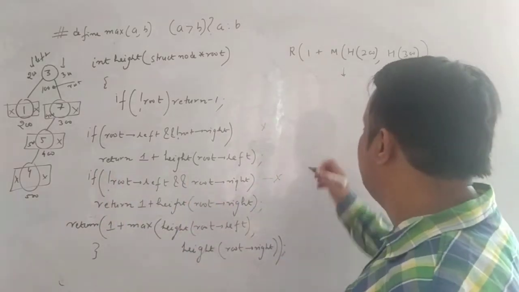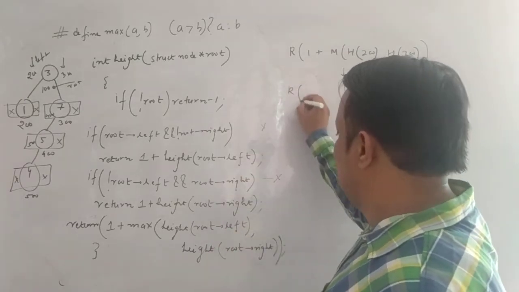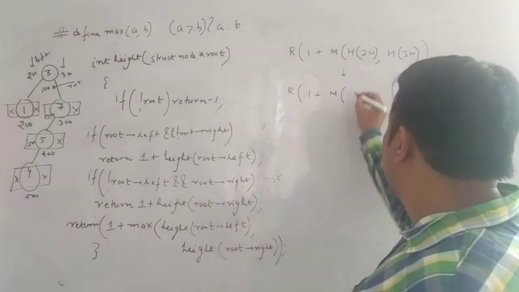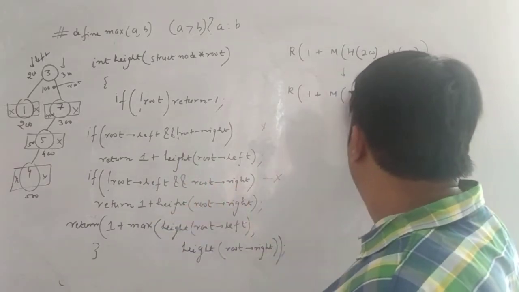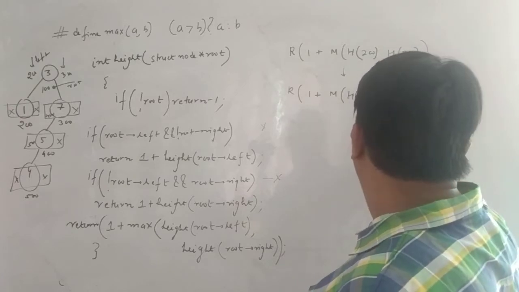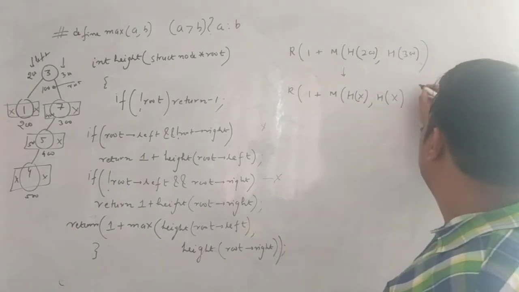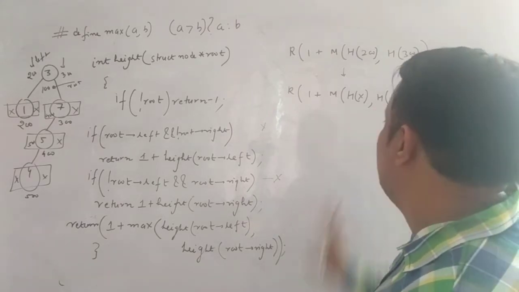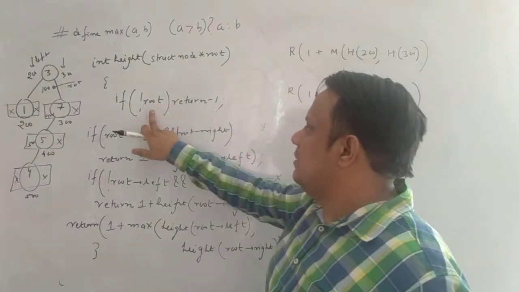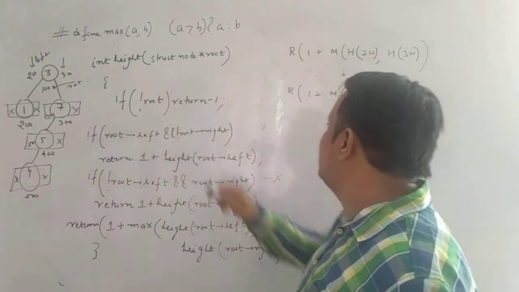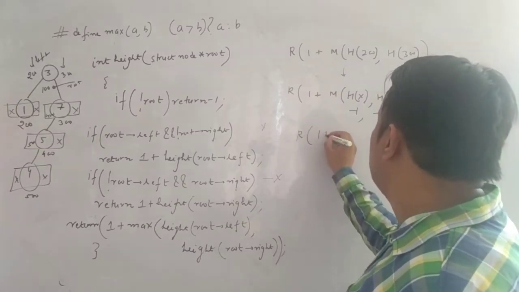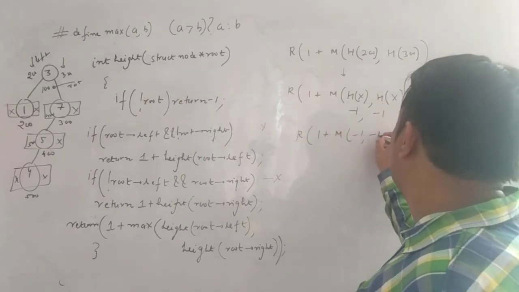Again we'll go to this part. So it is saying return 1 plus max of height of root left, which is 200's left, null, comma right is null, right? So now we will evaluate this. Once you evaluate this, height of null, when you call this function, not of null becomes true, so it will return -1. So this is -1 comma -1. So this statement becomes 1 plus max of -1 comma -1.